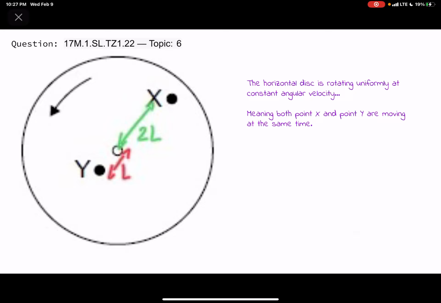Now right away we know that the horizontal disk is rotating uniformly at constant angular velocity, as it said in the question. This means that both point x and point y are moving at the same time. Why? Because point x and point y are on the same disk, which is moving at constant angular velocity. So they both share the same time, which is important to know when we're solving for speed.